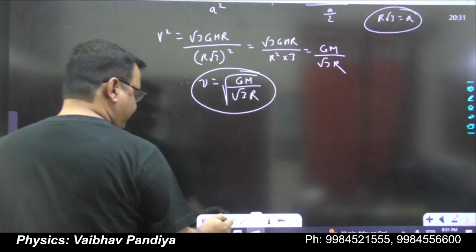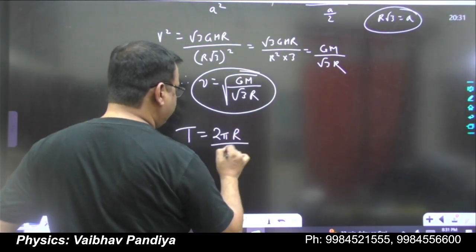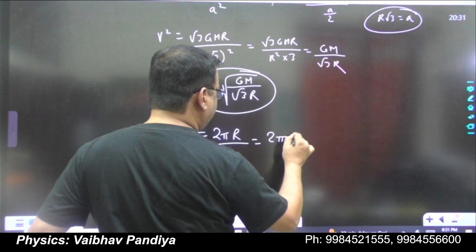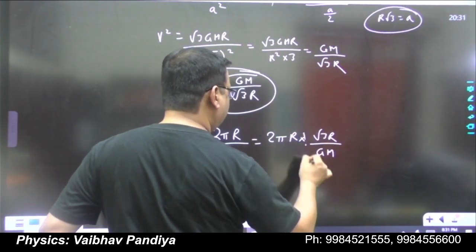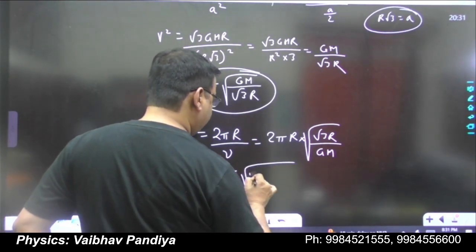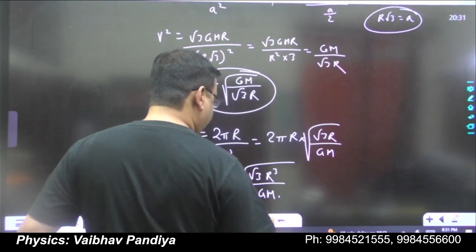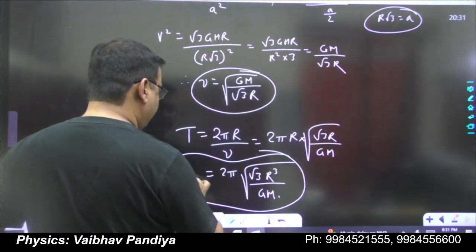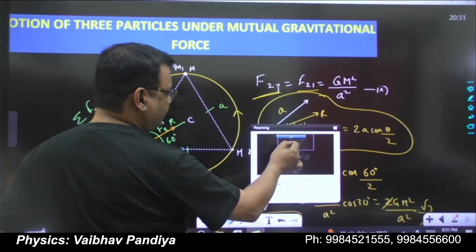Now if you have to find the time period, the time period will be 2 pi r by v. So you'll get 2 pi r multiplied by the root of root 3 r by G m, and you can bring r inside the radical, so you'll get 2 pi root of root 3 r cube by G m. Okay, so this is the time period for the three particles moving in the circular path under mutual gravitational force.